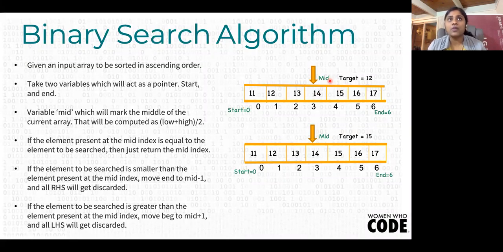Now, once you compare, there are 3 possible outcomes. The middle element could actually be the target element itself. In that case, you return that middle element right away. The other 2 cases are the middle element is greater than the target element, or the middle element is lesser than the target element. So in this first case, the middle element is greater than the target element. So now we know for very sure that our target is going to be in the left half of the array. So what we do is we move the end pointer from here to the mid index.